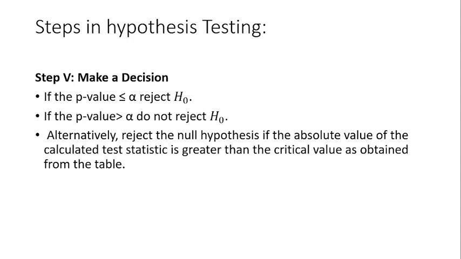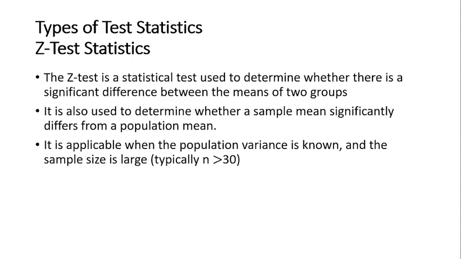So after you do all this, then you now make a decision, and this is how you make a decision. If your p-value is less than the alpha value that you choose, if you choose 0.05 and your p-value is less than 0.05, then you reject the null hypothesis. But if the p-value is greater than the alpha value, you will fail to reject the null hypothesis. Alternatively, you can reject the null hypothesis if the absolute value of the calculated test statistic is greater than the critical value as obtained from the table.